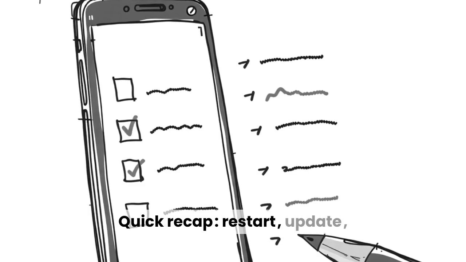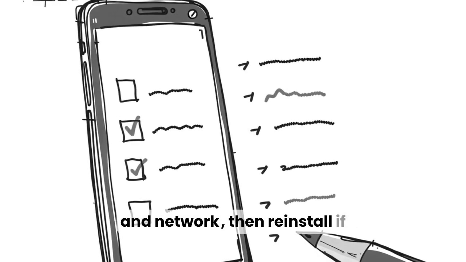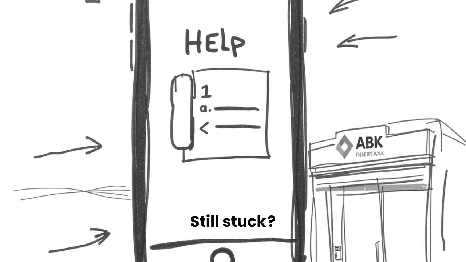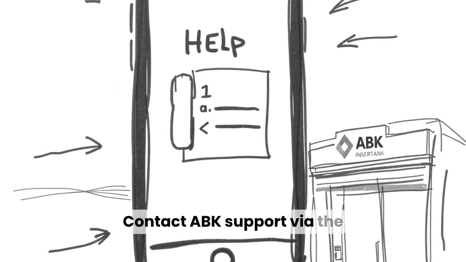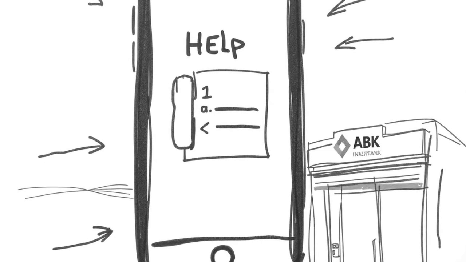Quick recap: restart, update, clear cache, check permissions and network, then reinstall if needed. Still stuck? Contact ABK support via the in-app help, call customer service, or visit a branch. We're here to help.